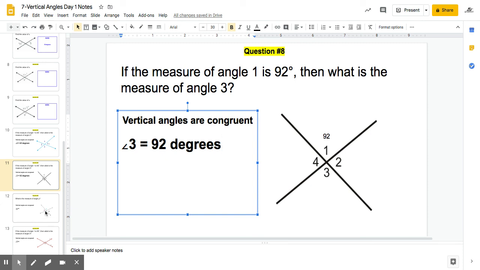Hey guys, you guys are now going to complete the vertical angles day 1 assignment. It looks almost identical to these notes in this video, so please refer to this video or the notes answer key to help you out. If you have any questions, as always, please reach out to me.